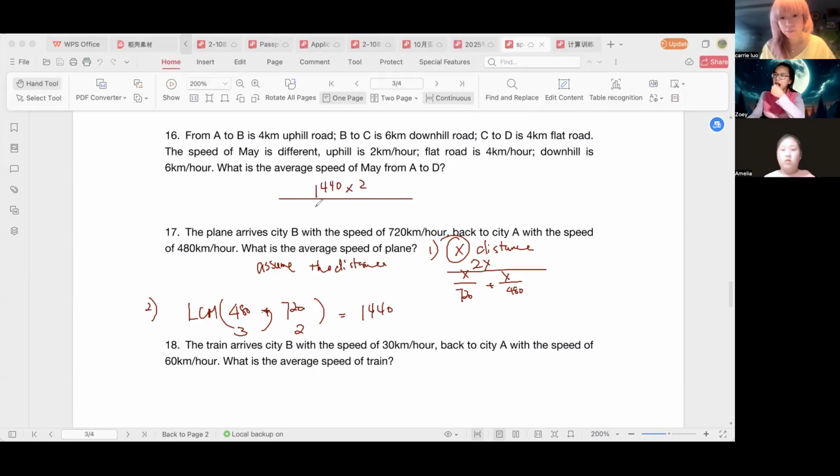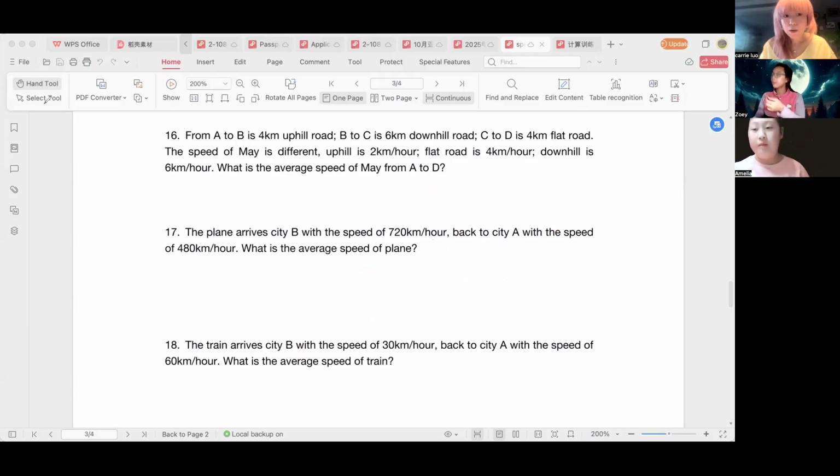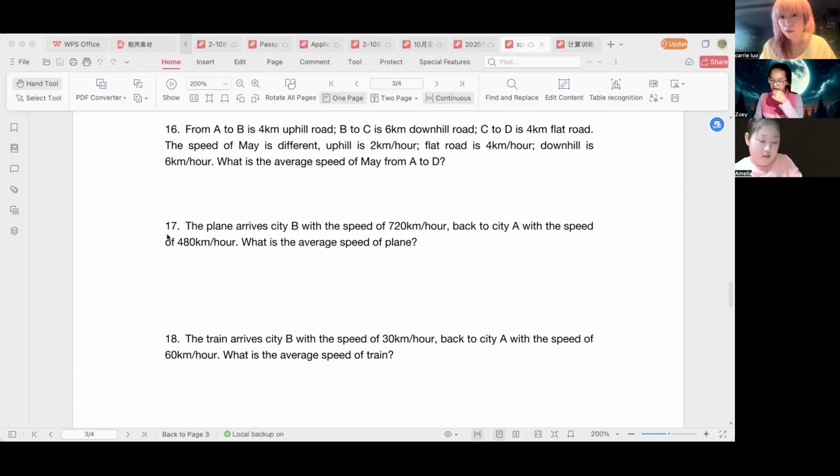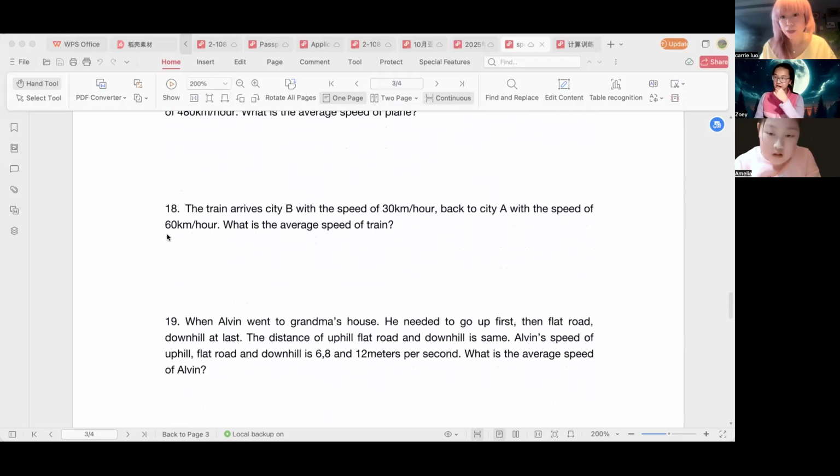What is the total time? 3 plus 2. So 1,440 times 2 divided by 5 equals 2,880 divided by 5, so the answer is 576 kilometers per hour. That's the answer. Okay, get it? Yeah. Okay, so when we're doing those things, it doesn't necessarily always have to be a variable. You can always do that yourself.